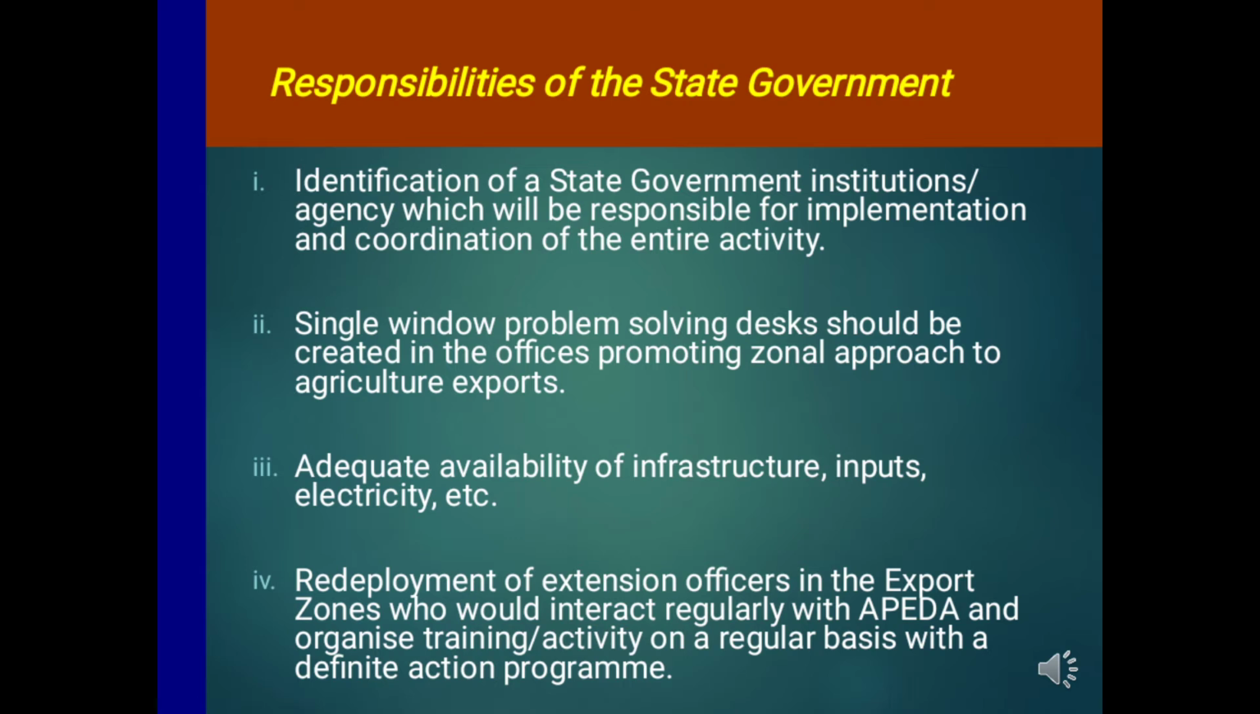Responsibilities of the state government: identification of state government institutions and agencies which will be responsible for implementation and coordination of the entire activity, adequate availability of infrastructure, inputs, electricity, etc. Redeployment of extension officers in the export zones to interact regularly with APEDA and organize training or activity on a regular basis with a definite action program.